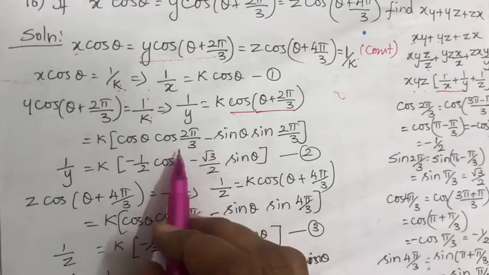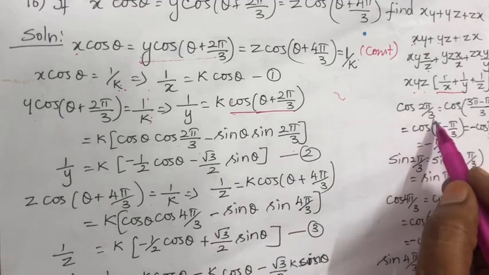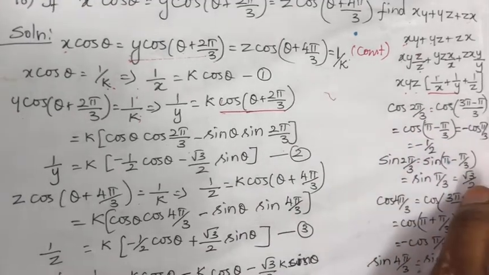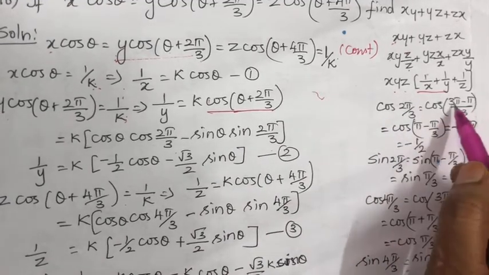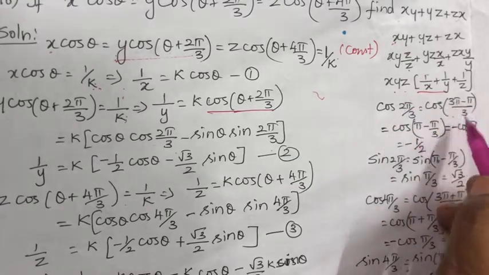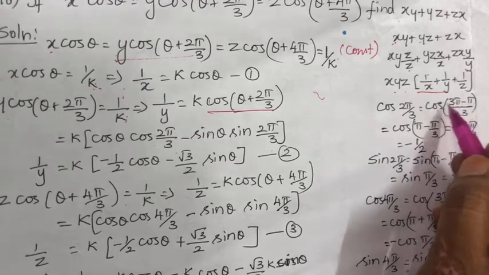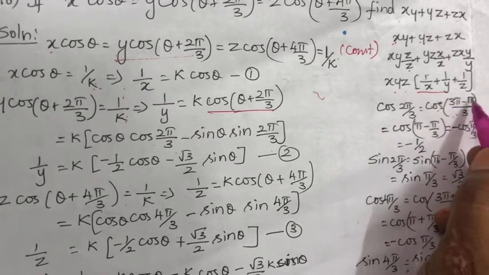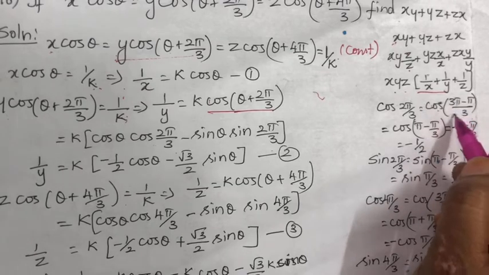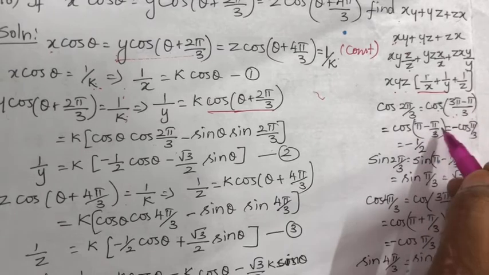What is the value of cos 2 pi by 3 and sin 2 pi by 3? Cos 2 pi by 3, I write as cos of (3 pi minus pi) divided by 3. 2 pi by 3 is written as (3 pi minus pi) by 3. Okay, so while splitting it will become cos of 3 pi by 3 minus pi by 3. So 3 pi by 3, the 3 will get cancelled, so it is cos(pi minus pi by 3).